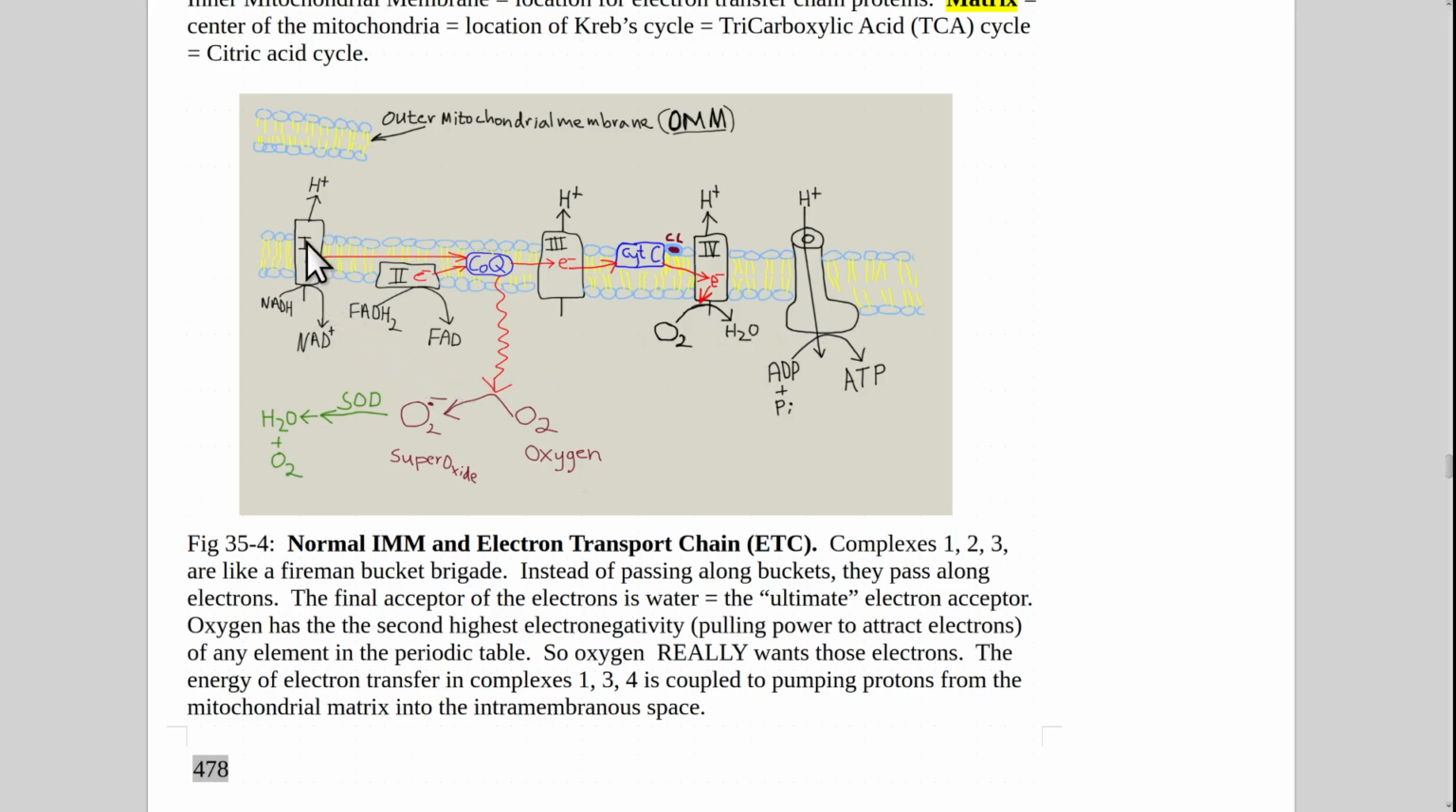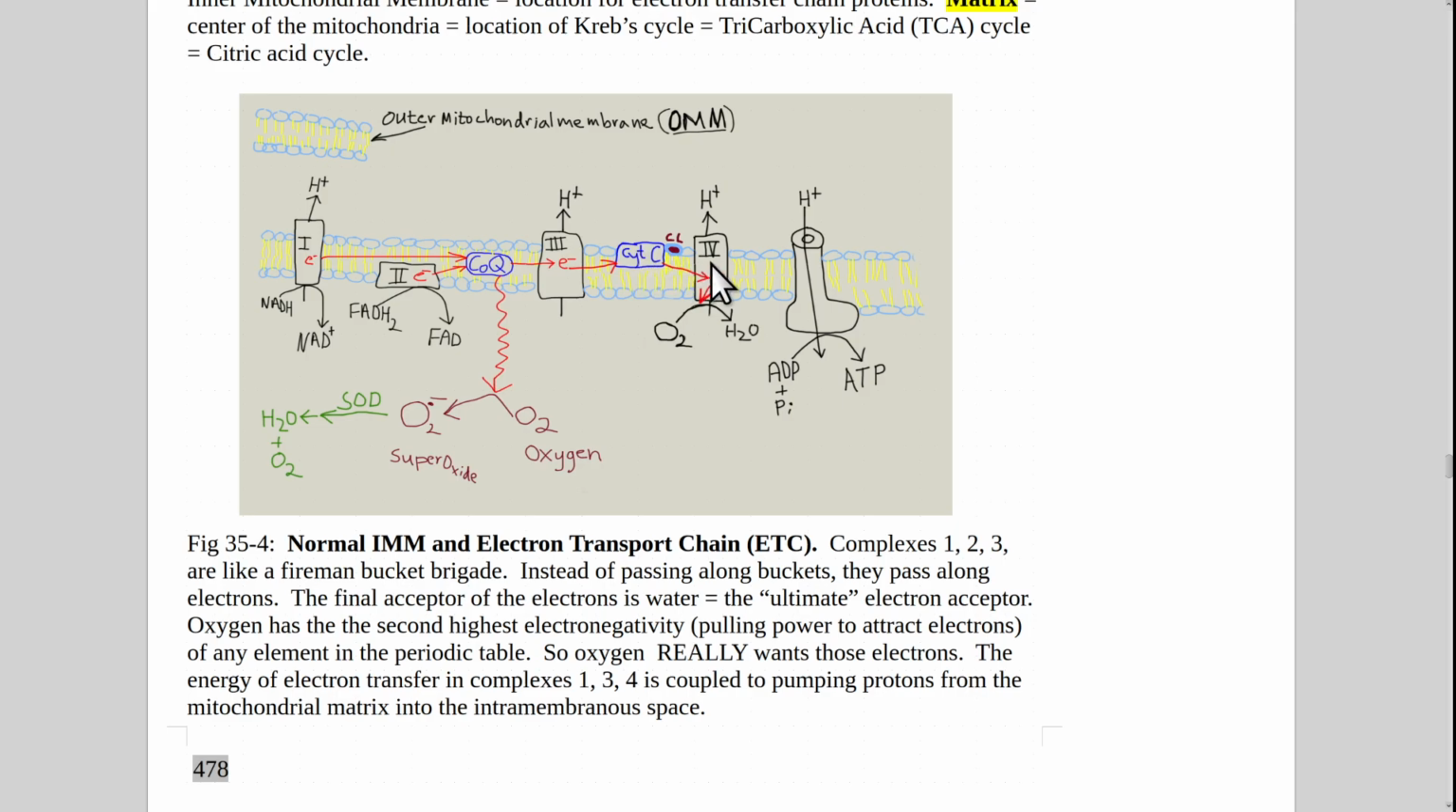Complex 1 goes right across the inner mitochondrial membrane. This, by the way, is the outer mitochondrial membrane, and the space in between is the intramembranous space. Okay, here's complex 2, which is also part of the Krebs cycle series of chemical reactions. Here's coenzyme Q. Okay, you've probably heard of that one a lot. Complex 3, cytochrome C on the outer part of the inner mitochondrial membrane.